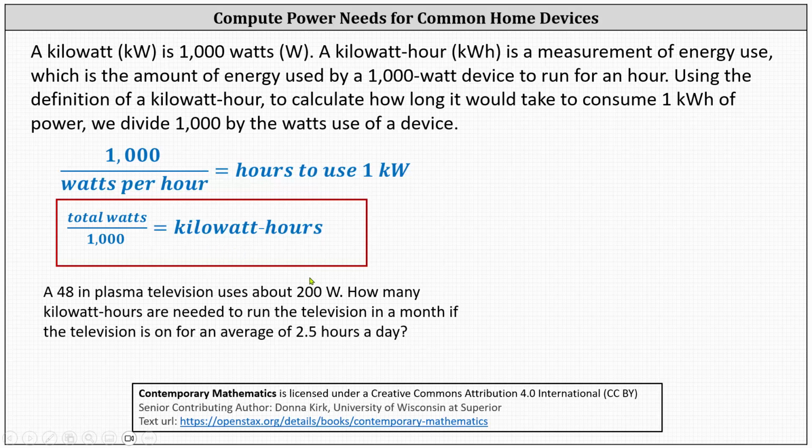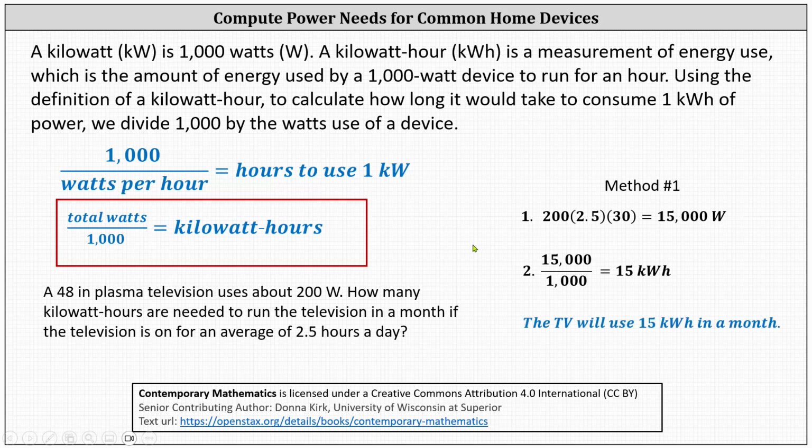Because the television uses 200 watts per hour, it's on 2.5 hours a day for a month, and we assume a month is 30 days, the total number of watts is equal to 200 times 2.5 times 30, which is 15,000 watts. And now if we take 15,000 and divide by 1,000, we can determine how many kilowatt hours are used. Of course, 15,000 divided by 1,000 equals 15, giving us 15 kilowatt hours. The TV will use 15 kilowatt hours in a month.